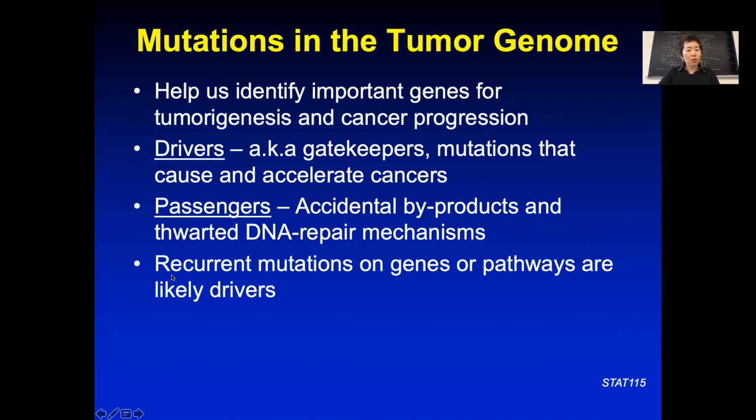And so what people found is that in order to really separate the drivers from the passengers, you have to sequence hundreds of individuals and ask whether a particular mutation happens recurrently in many patients. That recurrent mutation might be the likely driver.